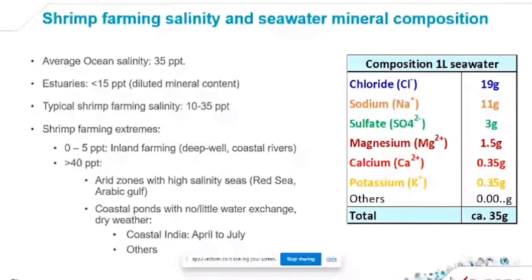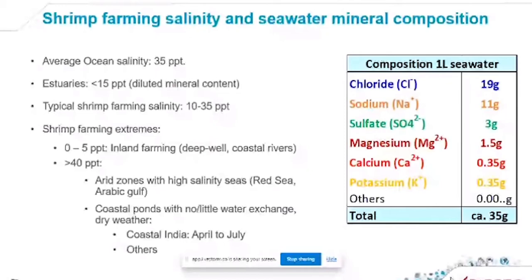If you're going to be farming near the coast in estuaries, then the salinity will drop below 15 ppt, and that means the mineral content of the seawater will be that much diluted. Typically, shrimp farming occurs under salinities fluctuating between 10 to 35 ppt. However, there are a lot of areas which farm shrimp under more extreme conditions. We have seen inland farming of shrimp.